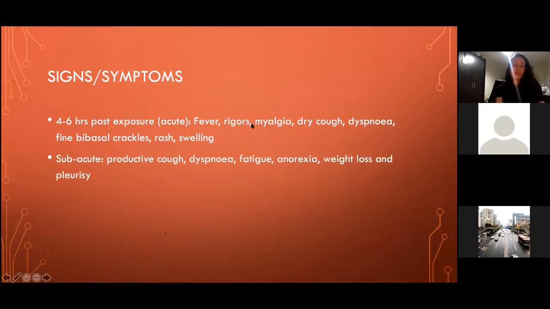In the subacute phase, you can get similar symptoms to the acute phase, but it's often less severe but lasts longer, so more gradual development. So you can get a productive cough, dyspnea, fatigue, anorexia, weight loss, and pleurisy, which is just inflammation of the pleura, which lines the chest cavity.